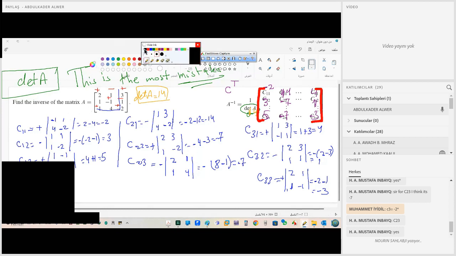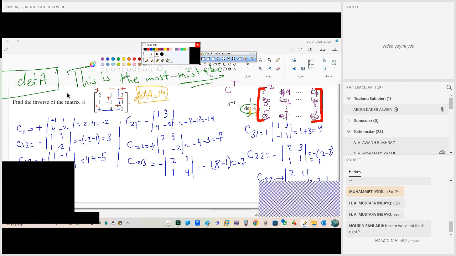And here you have to calculate all the C's: C11, C12, and so on. So how many, for example, for 3 by 3? You have 9.